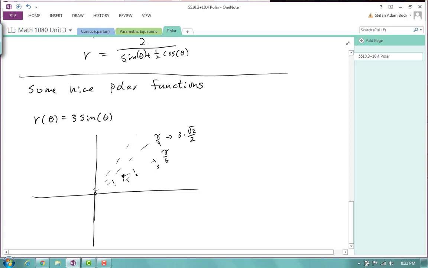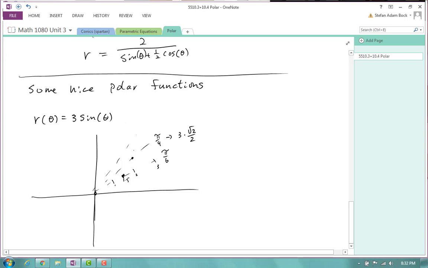So that's about 1.5 times root 2, which is kind of sort of about 1.5 times 1.5, so we're going to get about 2.25. So I'm just going to say that that's a little bit over 2 because I don't have much at my disposal.